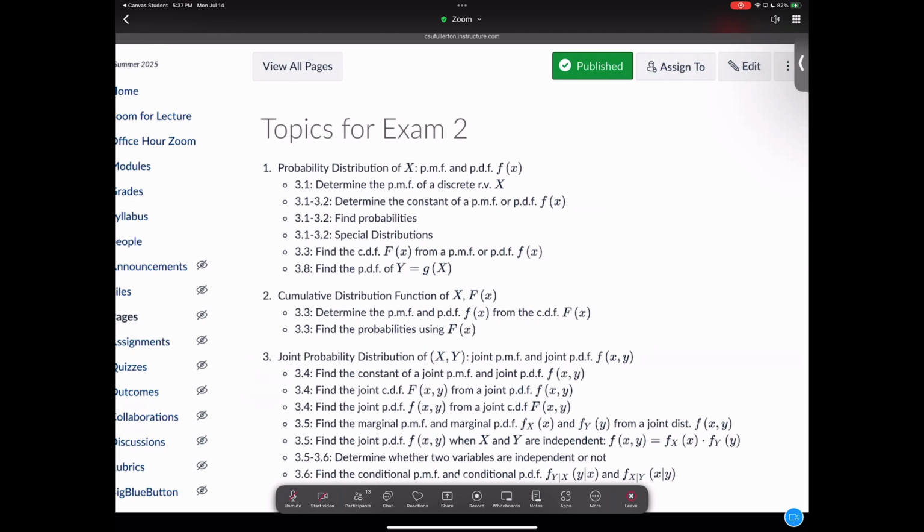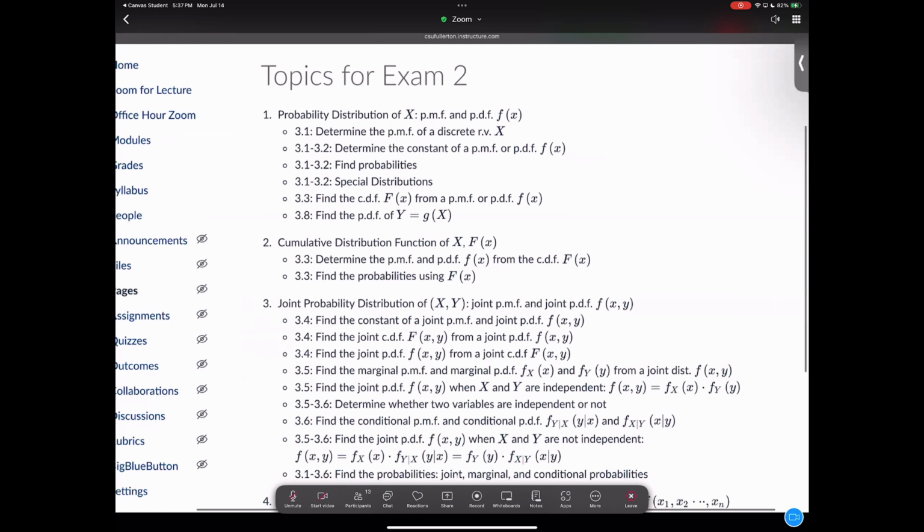Right now we have finished 3.1, 3.2, and 3.3. For all these topics, the big topics number 1 and 2, you should know how to do them. If you do your homework assignment questions, you should be able to do all of those, except 3.8, which we have to do a little later.